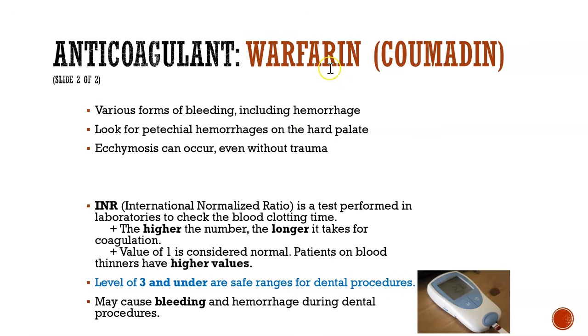All the patients that take warfarin know because they have to go regularly and get tested for their INR number. If their INR number is 3 and under, we can go ahead and proceed. But if their INR number is higher than 3, then we do not want to debride their teeth because they might bleed out. It will take a long time for the blood to clot and stop bleeding. So we cannot proceed with treatment if their INR levels are above 3.